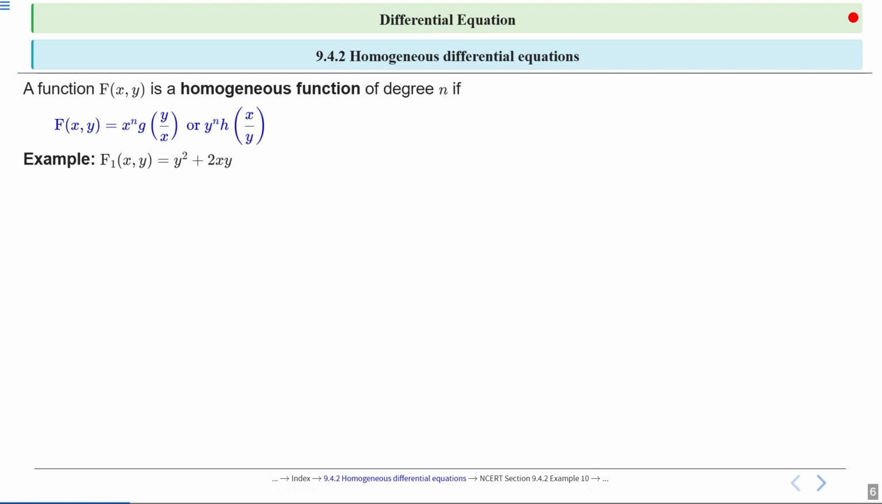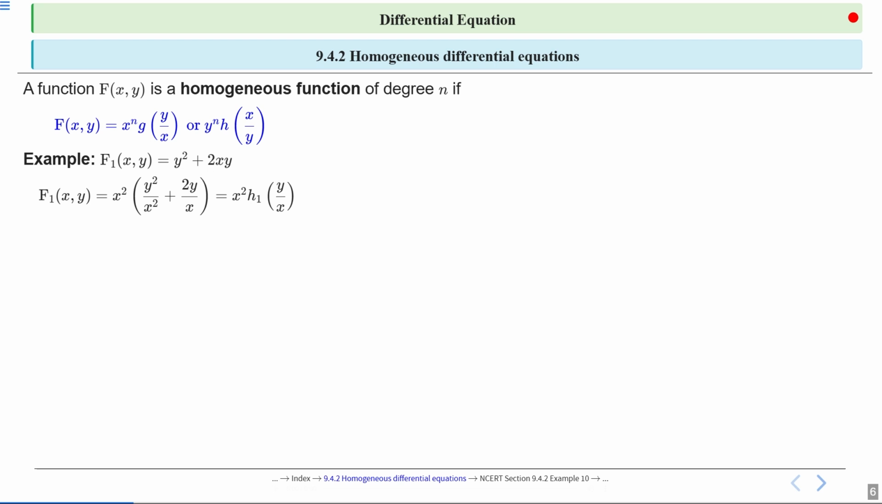For example, let's suppose f1(x, y) is y square plus 2xy. So from here we can take x square as common. So we get x square (y square by x square plus 2y by x). We take x square as common so that the term inside the bracket looks like a function g(y/x). As we can see, the first term is (y by x) whole square plus 2 into y by x. So we consider it as a function g(y/x), and the value of n is 2. So this is a homogeneous function of degree 2.